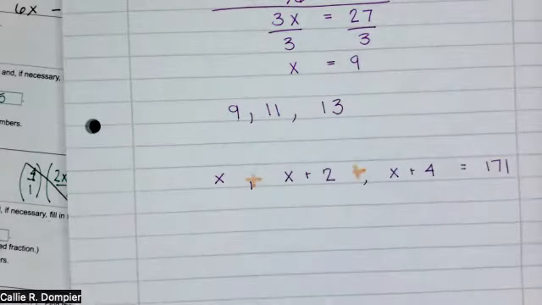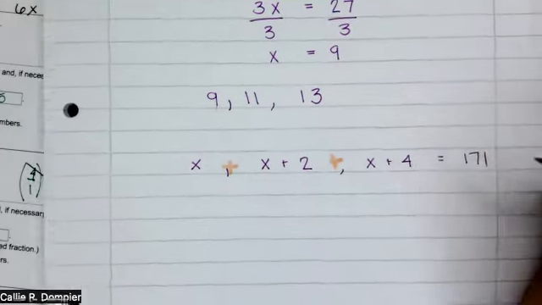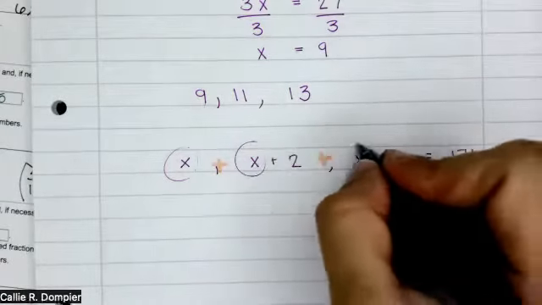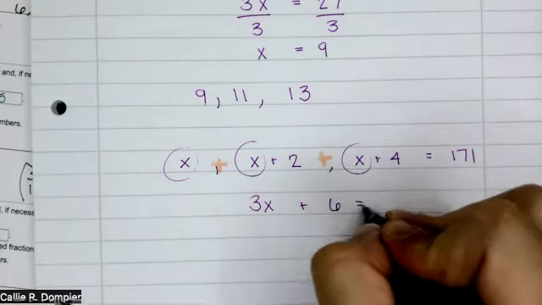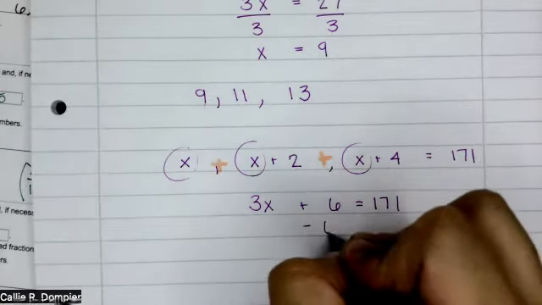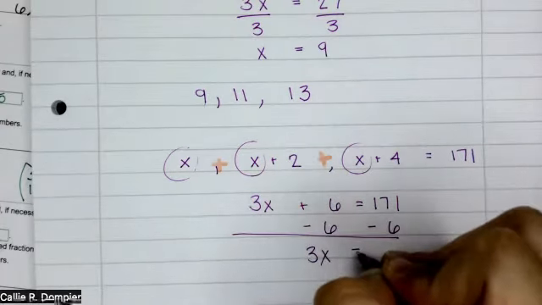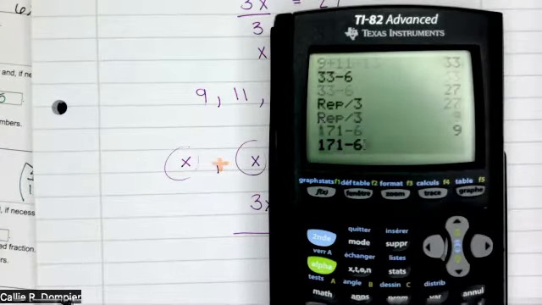So I have to add all of this together. So I'm doing the same thing as I did with 33, but my answer should be 171. So it should still be x plus x plus x is 3x, and 2 plus 4 is 6, but we're setting it equal to 171 now. Good. We're still going to subtract that same 6. 3x equals 171 minus 6. It should just be 165.